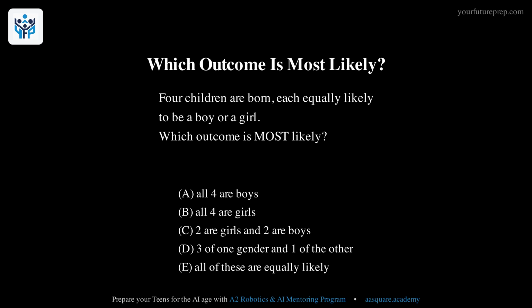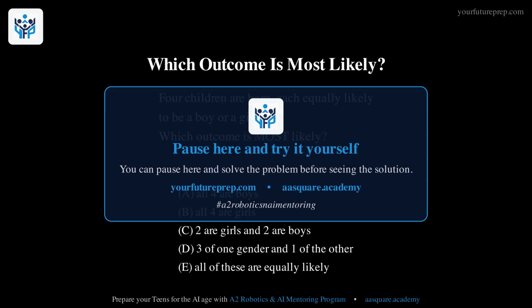C. 2 are girls and 2 are boys. D. 3 are of one gender and 1 is of the other. Or E. All of these are equally likely. You can pause here and solve the problem before seeing the solution.